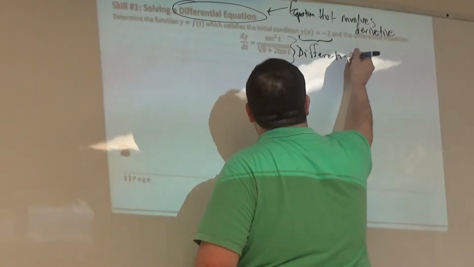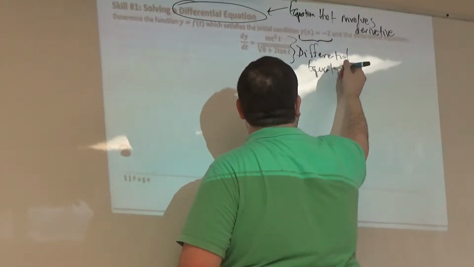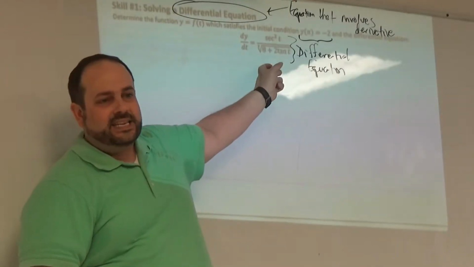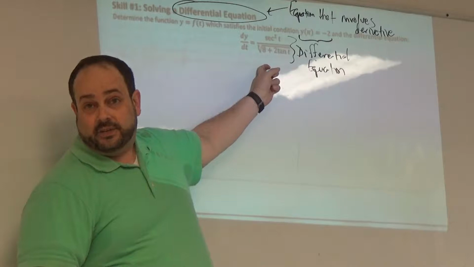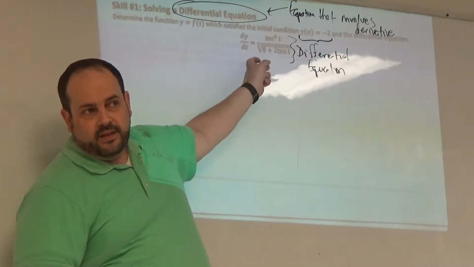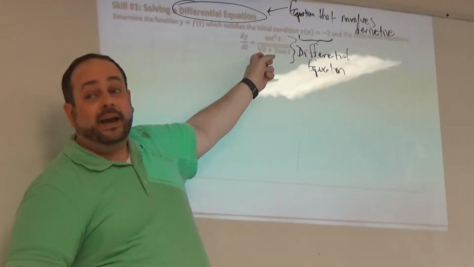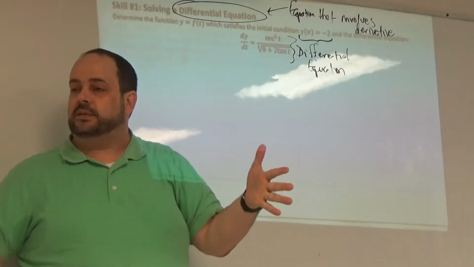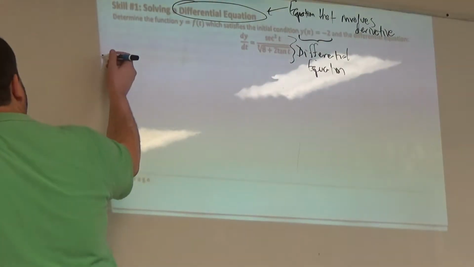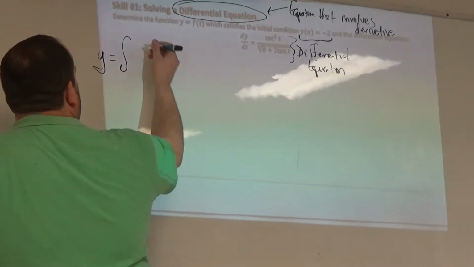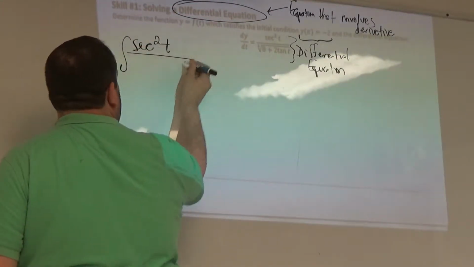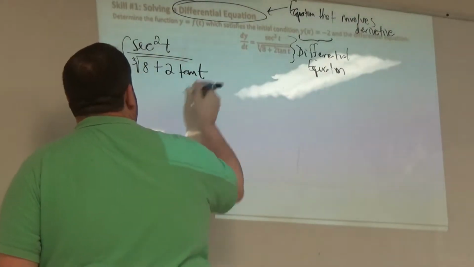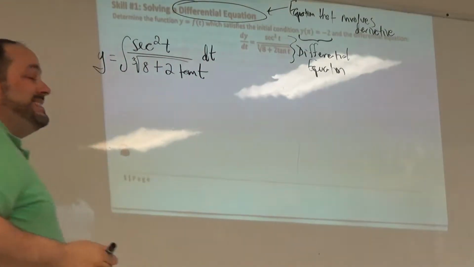What we're being asked to do is to solve the differential equation, meaning find the original function. Find a function that has this as its derivative. Trust the instincts. If this is the derivative, then to get to the original, we're going to find the antiderivative. The antiderivative of secant squared t over the cubed root of 8 plus 2 tangent t. We're going to integrate with respect to t.